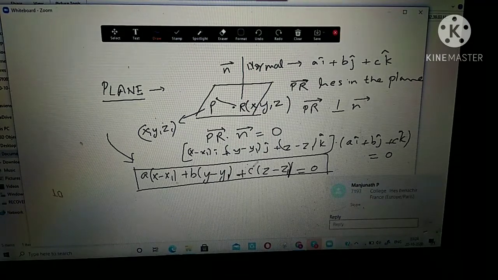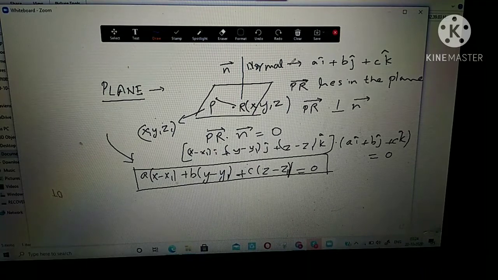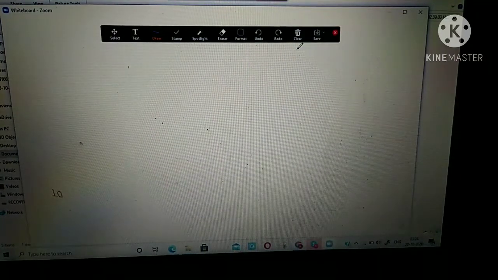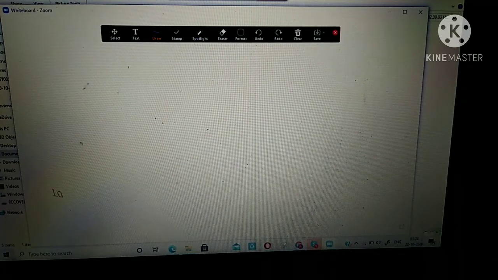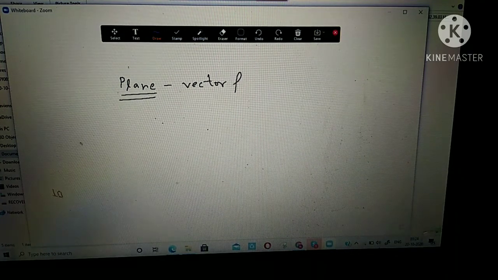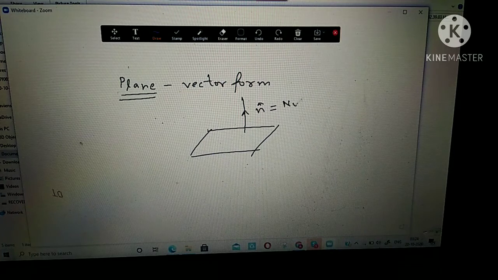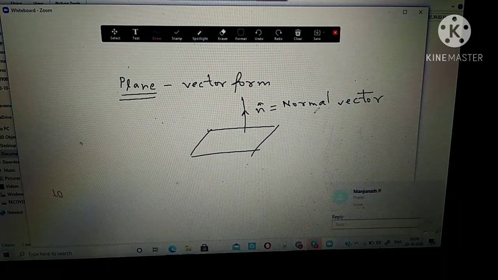Let's continue. Now this was the Cartesian form. Now I will explain the vector form of the equation of a plane. Suppose we have a plane like this, and n cap is a unit vector which is perpendicular to the plane.